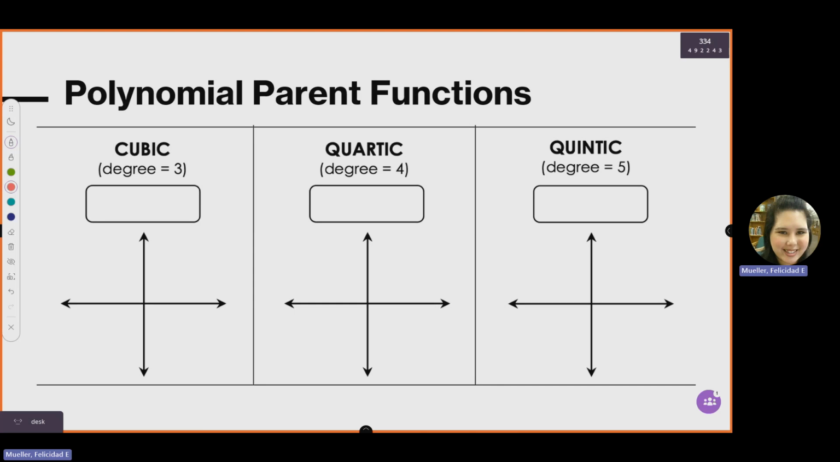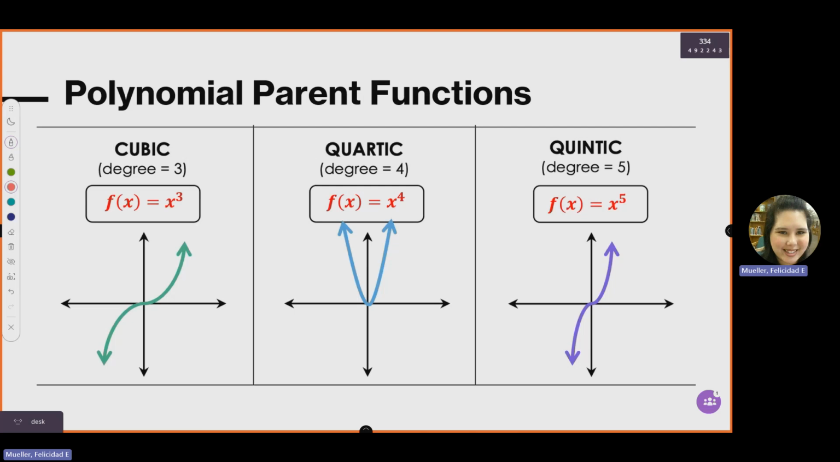Our next set of parent functions is going to be cubic. So x to the third looks kind of like a sideways S. Quartic is just going to look more like a narrow quadratic. And then we have f of x equals x to the fifth for a quintic, and this is going to be a more narrow cubic function. With these, they look more narrow mainly because they are growing faster.